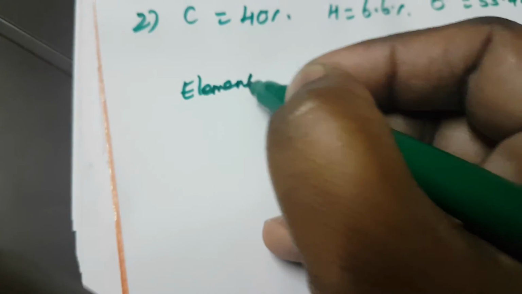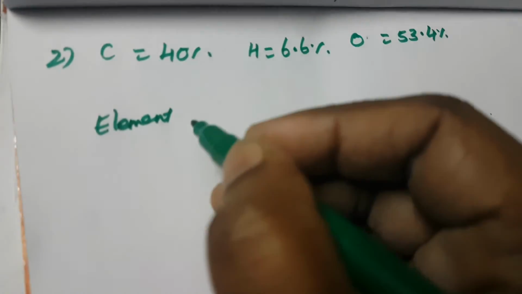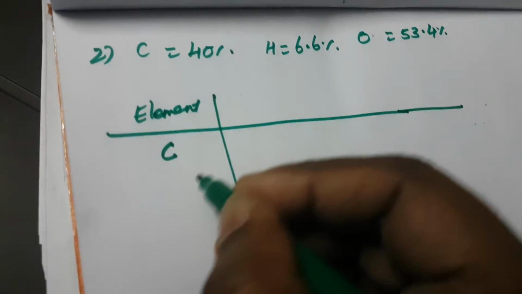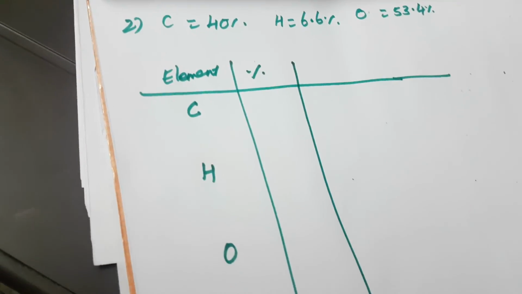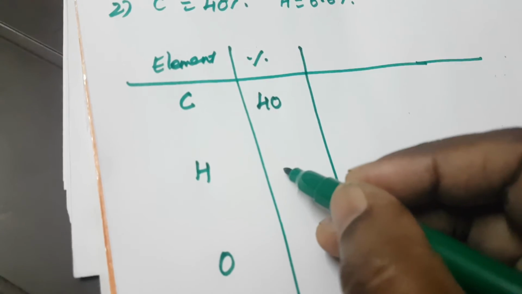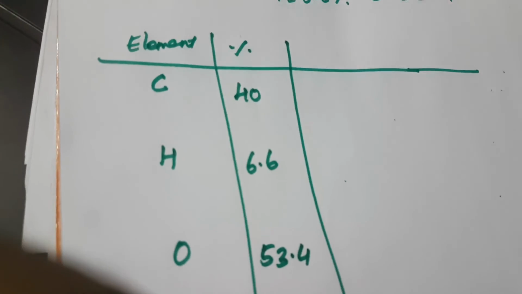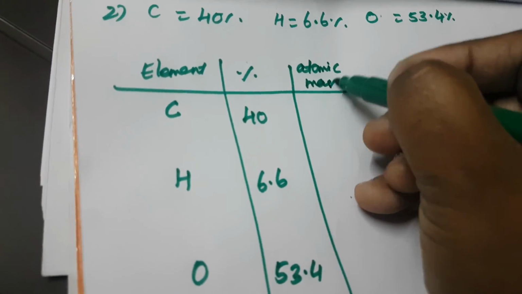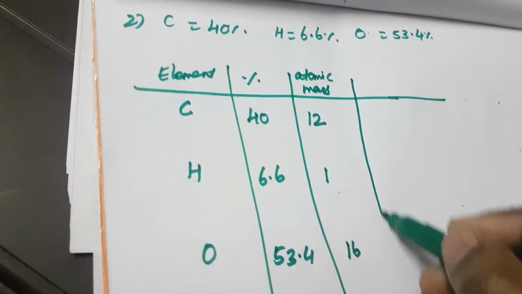So the first column is the element. What is the given element? Carbon, hydrogen, oxygen. Next one is percentage. What is the given percentage? 40, 6.6, 53.4. Okay, this is the percentage. Next one is atomic mass. What is the atomic mass of carbon? 12, hydrogen 1, oxygen 16. We know that also.